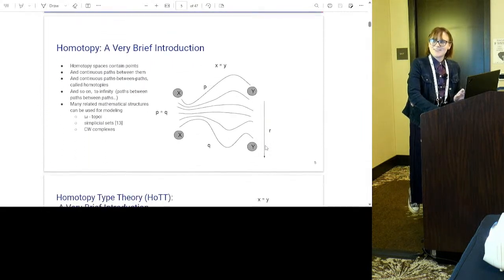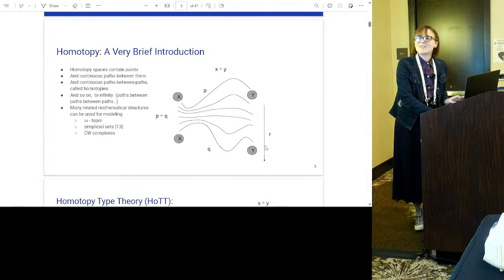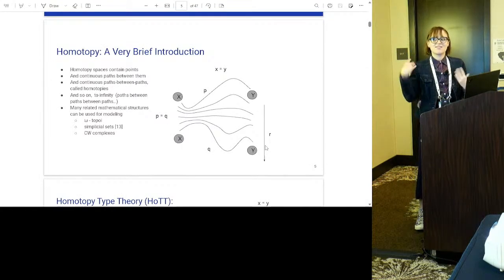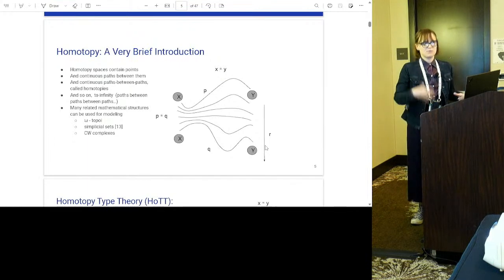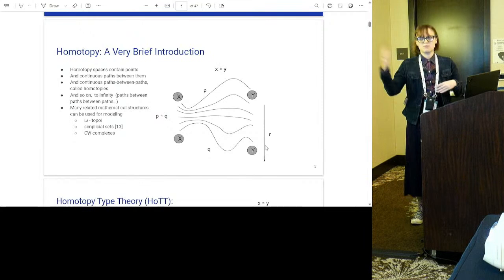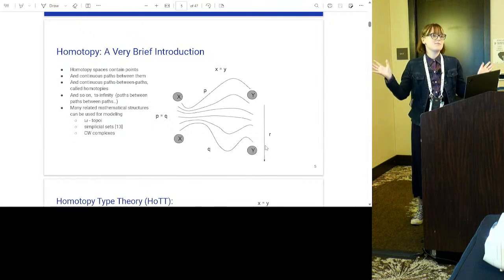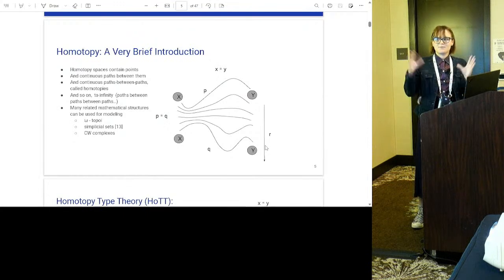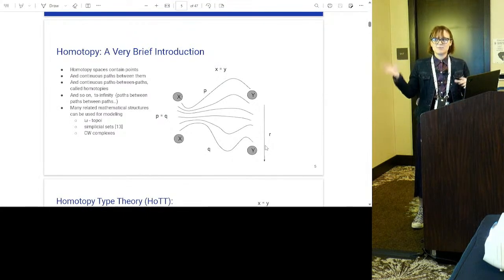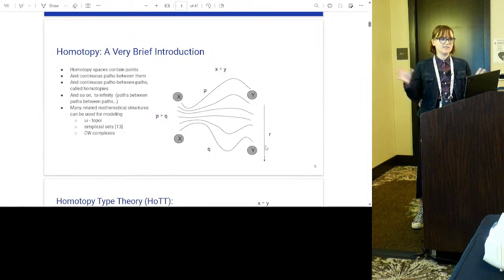So a very brief introduction to homotopy is that homotopy spaces are spaces that contain points, and we can have paths between these points that we're looking at in the space. And now that we have paths in our space, we can also have paths between paths, and paths between paths between paths, and infinitely many layers of paths. Building upon this concept, there's a ton of mathematical structures that follow from that. Omega topoi, like simplicial sets, CW complexes.